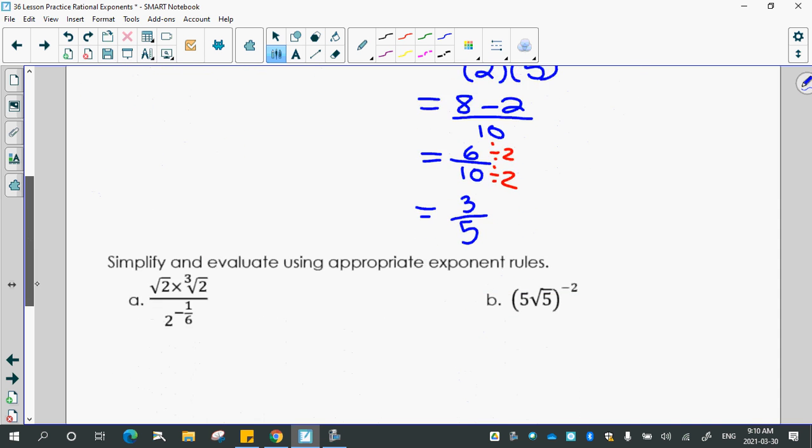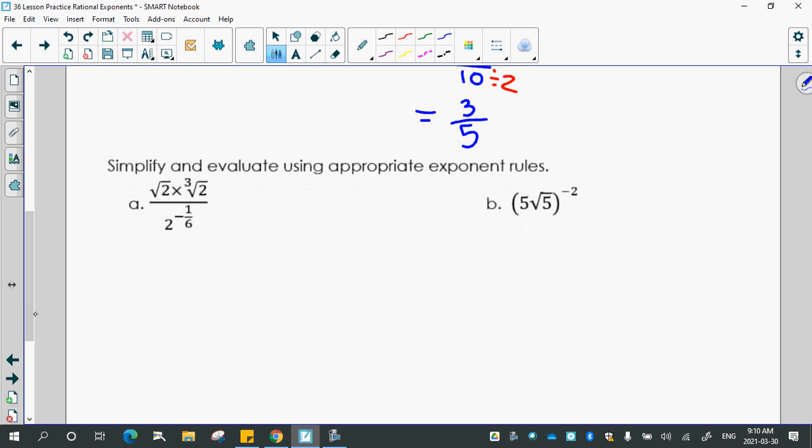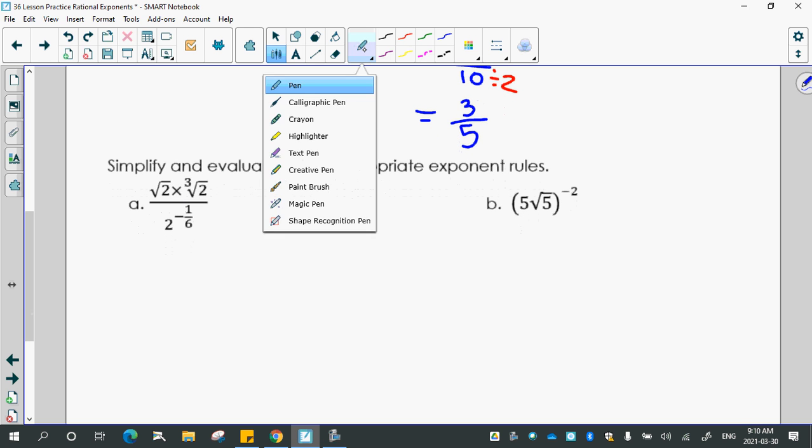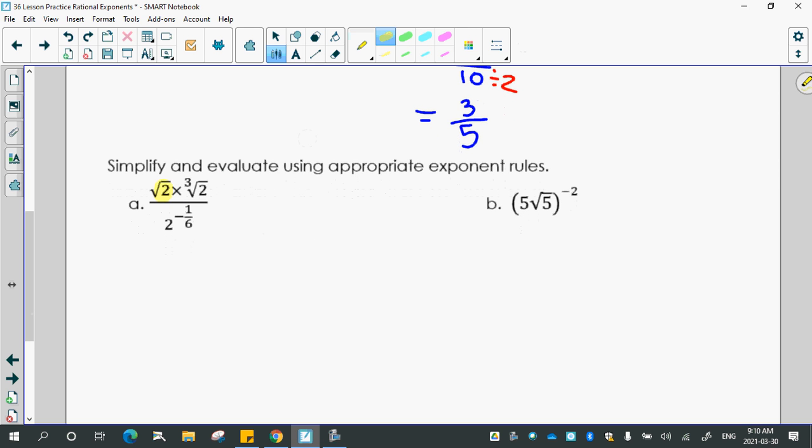All right, these ones are a little bit different. You can see right away in the first one, you've got the common bases everywhere. Simplify and evaluate using appropriate exponent rules. So one way you would know something was different was you would go to find the square root of 2 and it wouldn't be a nice number. What number multiplies by itself twice to give you 2? It's not a nice number. 1.41 something, on forever.